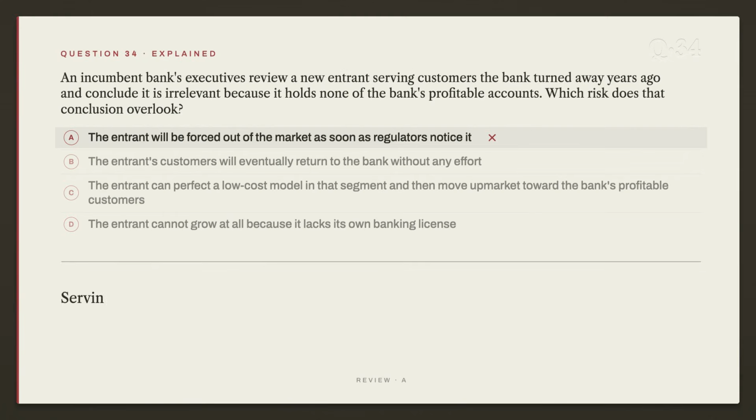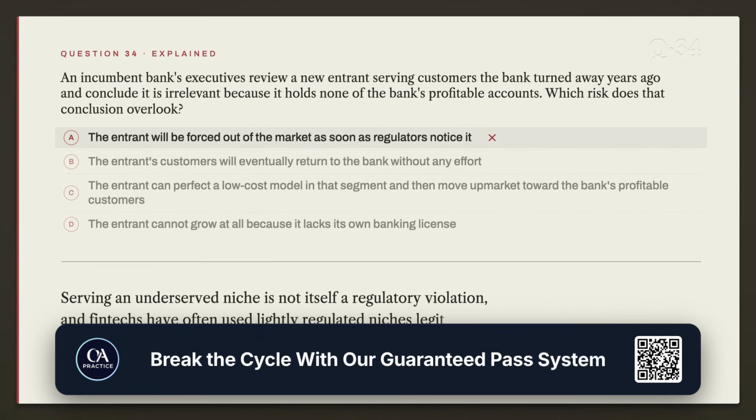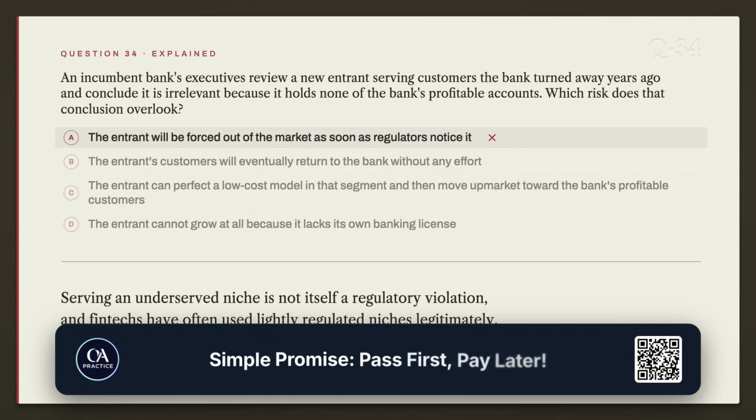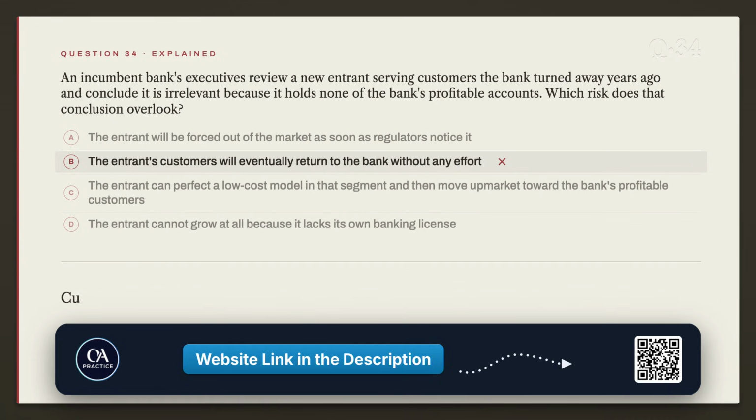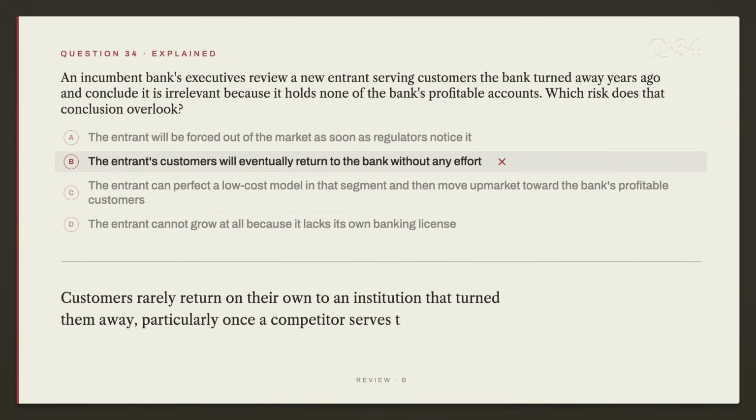A is wrong because serving an underserved niche is not itself a regulatory violation, and fintechs have often used lightly regulated niches legitimately. Expecting regulators to remove the threat is wishful thinking. B is wrong because customers rarely return on their own to an institution that turned them away, particularly once a competitor serves them well.